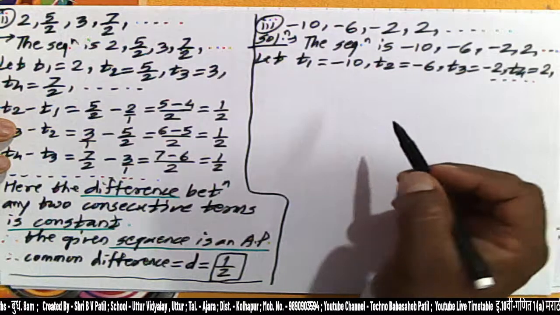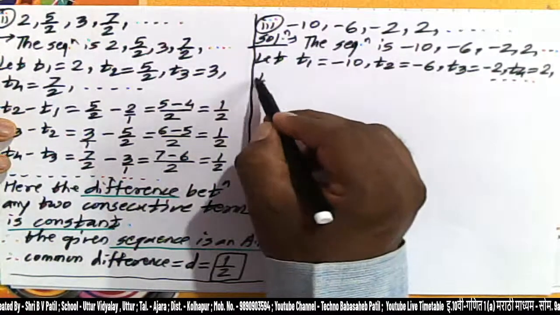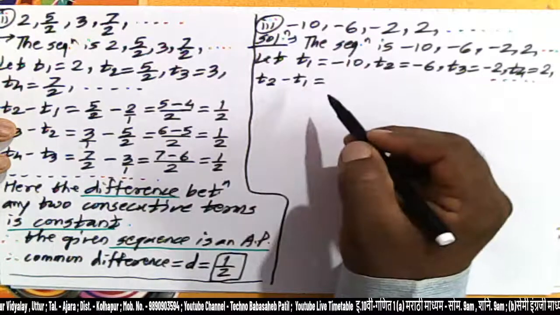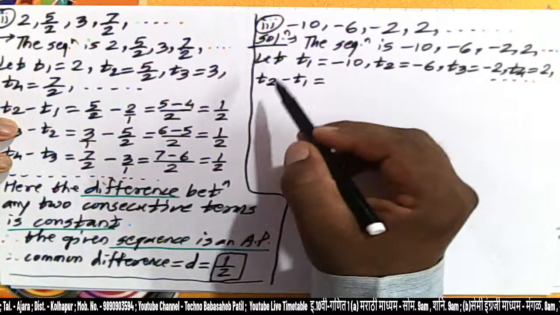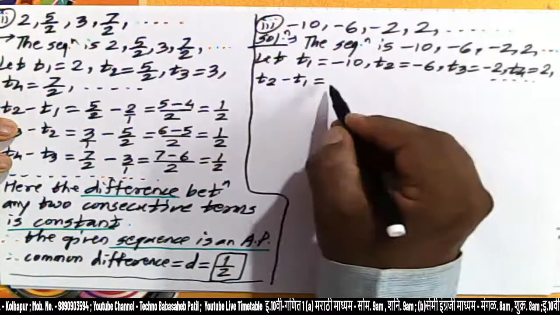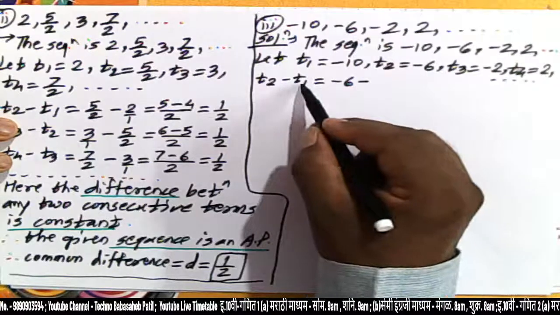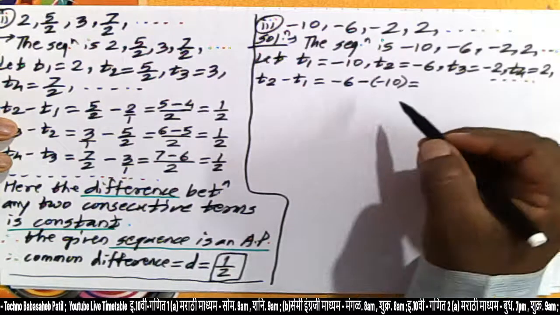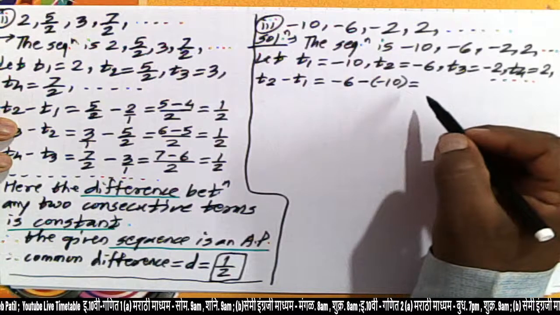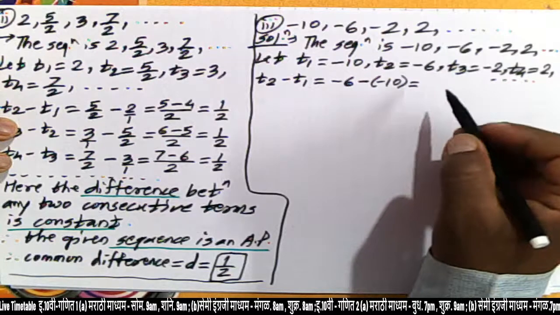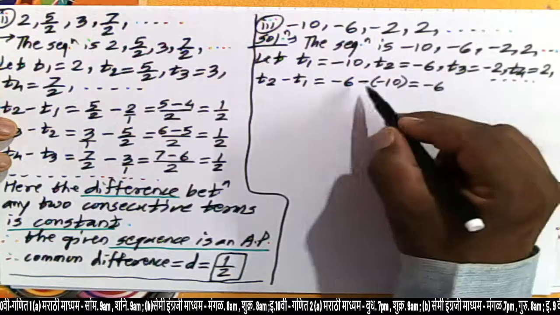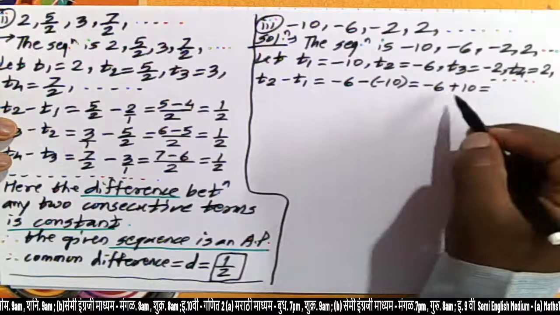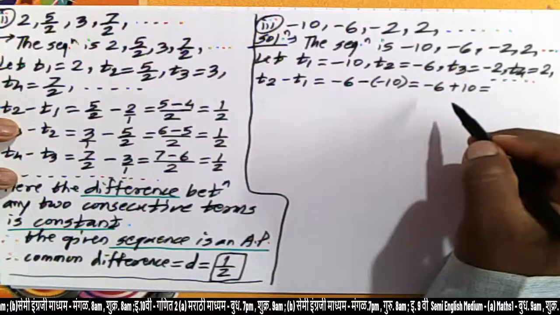Then here the difference of first and second, that is T2 minus T1. The value of T2 is minus 6, minus the value of T1, which is minus 10, we write in brackets. So minus 6 and minus minus plus 10. What do we get here? What is the answer?